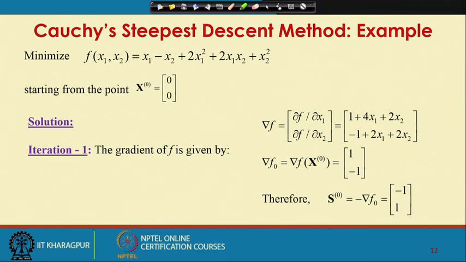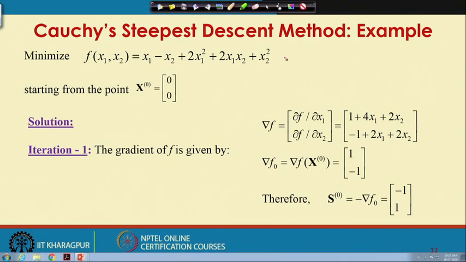Next we calculate the gradient of the objective function at the given point 0 0. So, this is the objective function. The gradient vector will be del f del x 1, del f del x 2. They are computed as 1 plus 4 x 1 plus 2 x 2, which is del f del x 1, and minus 1 plus 2 x 1 plus 2 x 2, which is del f del x 2.